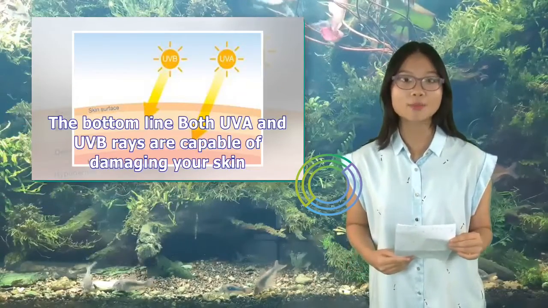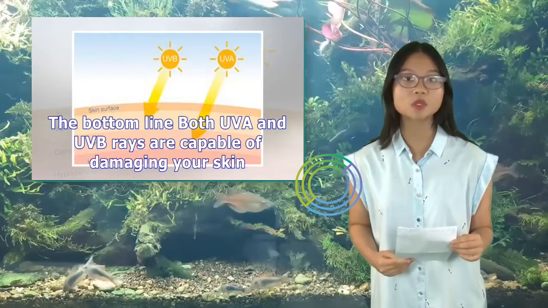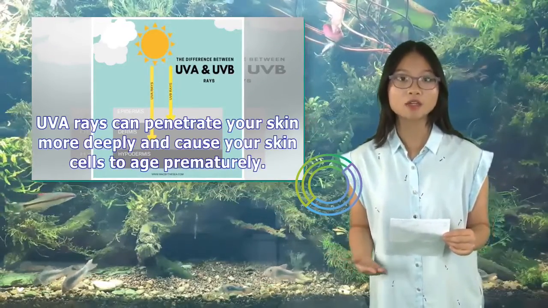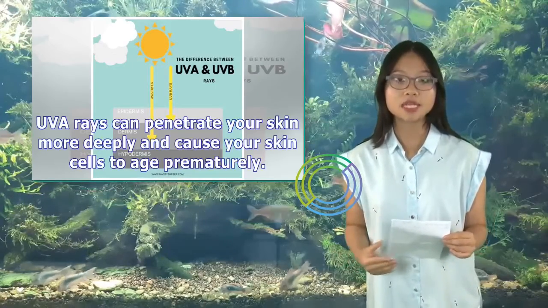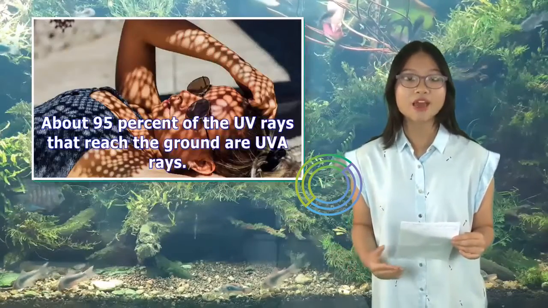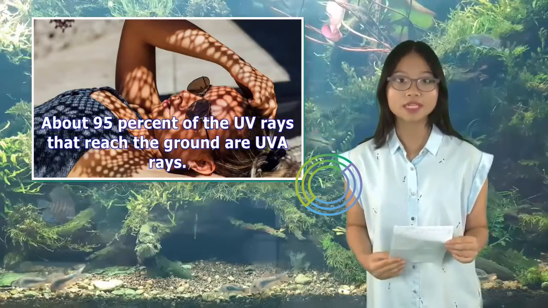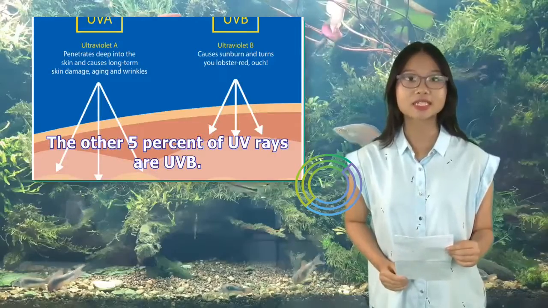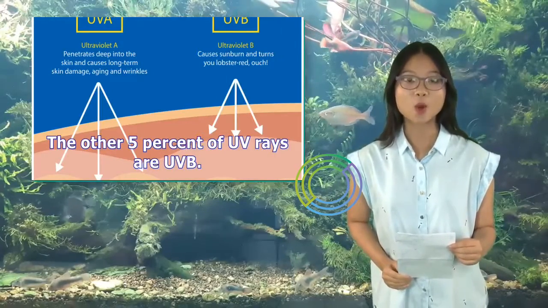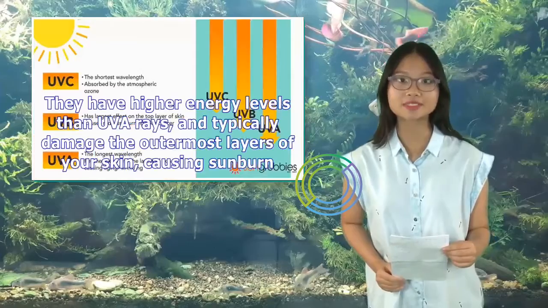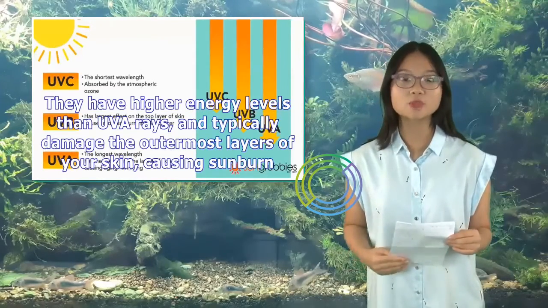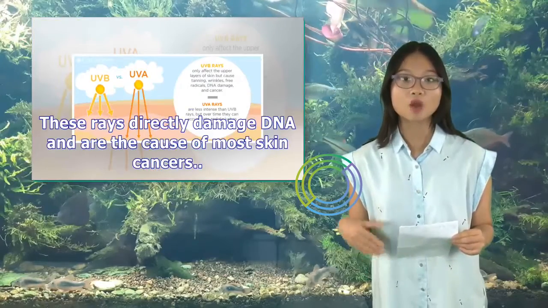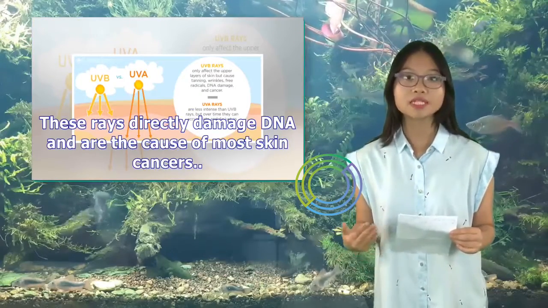The bottom line: both UVA and UVB rays are capable of damaging your skin. UVA rays can penetrate your skin more deeply and cause your skin cells to age prematurely. About 95% of the UV rays that reach the ground are UVA rays. The other 5% of UV rays are UVB. They have higher energy levels than UVA rays, and typically damage the outermost layers of your skin, causing sunburn. These rays directly damage DNA and are the cause of most skin cancers.